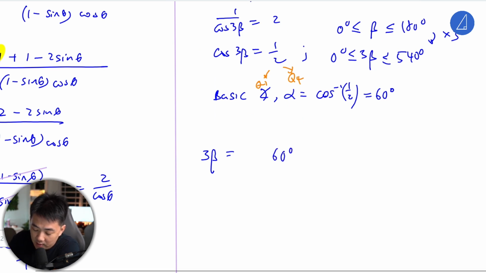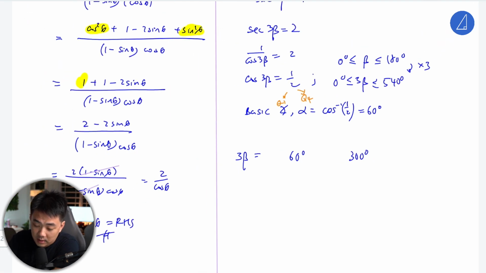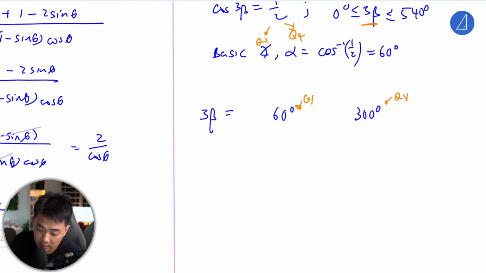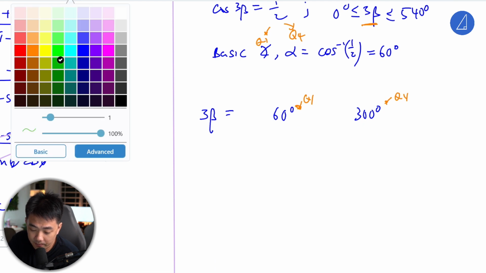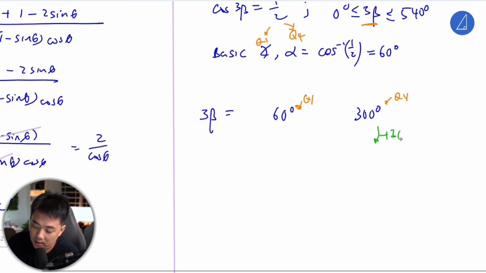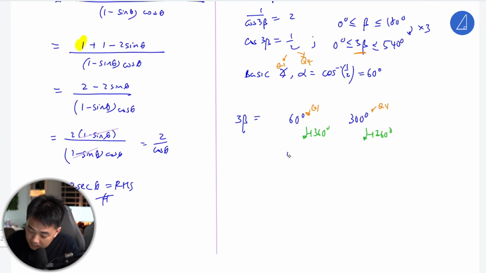Q4 will be 360 minus 60, which is 300 degrees, and Q1 is 60 degrees. Now look at 3 beta. You need all the angles from 0 to 540, so just add 360 and see whether any of these angles fall within the range. This will be 420, and this will be 660.